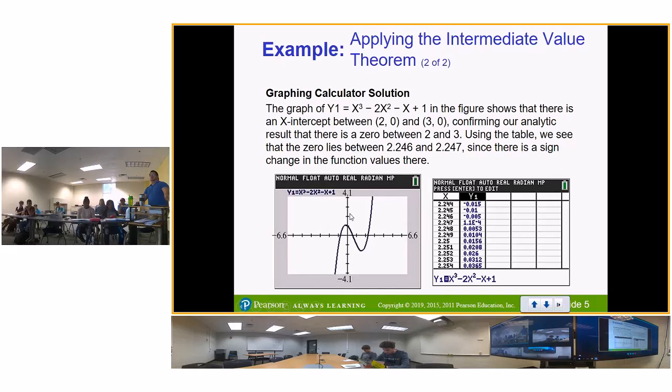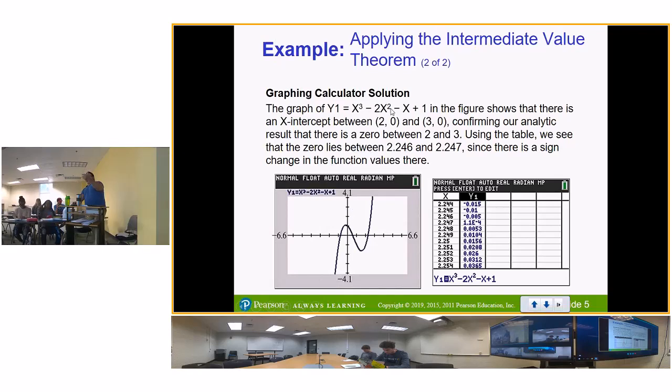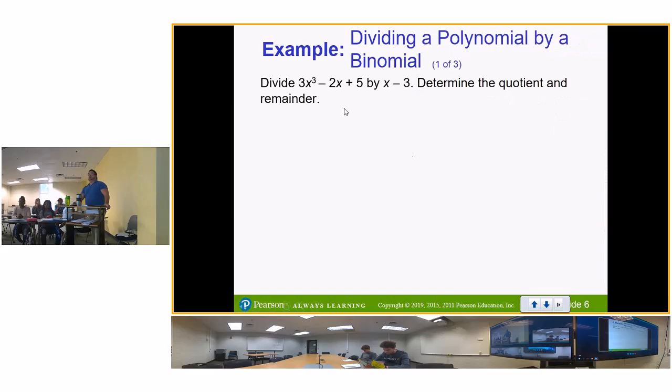So again, there's x to the third minus 2x squared on the calculator, and then if they ask you whichever, you go to the table and find it. All right, 3x to the third minus 2x plus 5. Now they want you to divide. How do you do division? That's how you do it. Now let's talk about this.